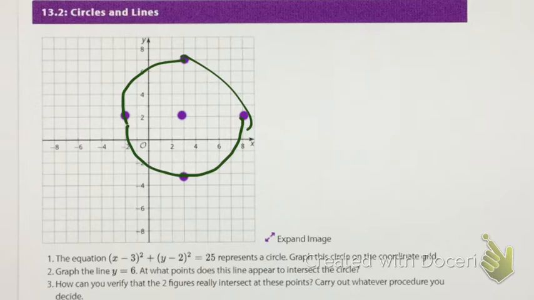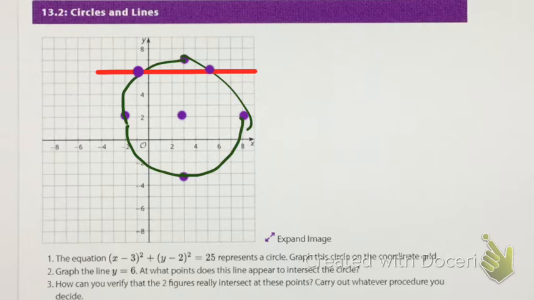And then we're asked about a point. What about the line y equals 6? Okay, we're going to actually draw that line. I'm going to throw it right on here. y equals 6 is about right here. So the question is, what are the points? Where does it intersect? It looks like to me it's somewhere around here and here. So we can kind of see that. How can we verify it, though? That's the question. How do we actually verify it?